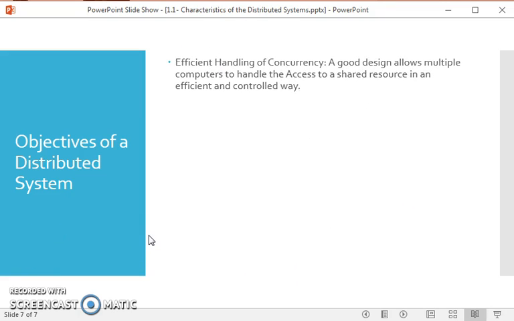Basically, the last objective is an efficient handling of concurrency. That means that a good design allows multiple computers to handle the access to a shared resource in an efficient and controlled way, so each one takes a turn to use the shared resource without any conflict between them.